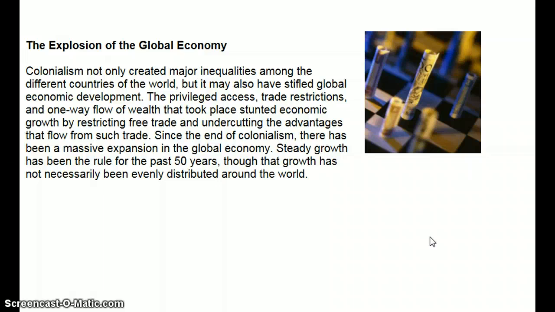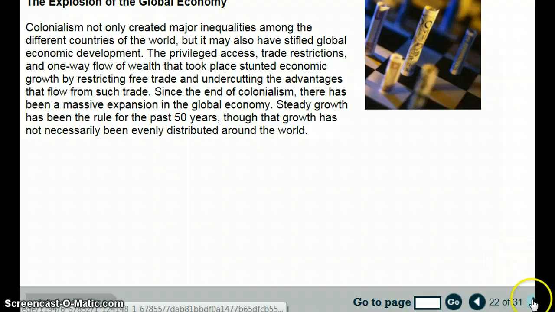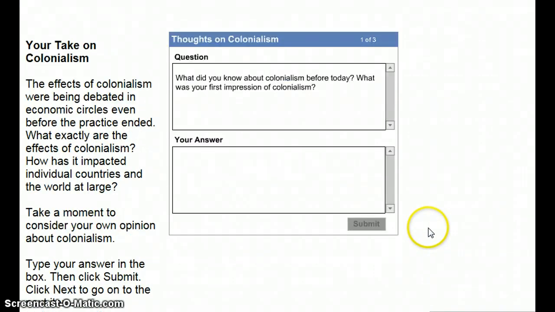Since the end of colonialism, there has been a massive expansion in the global economy. Steady growth has been the rule for the past 50 years, though that growth has not necessarily been evenly distributed around the world. Your take on colonialism. The effects of colonialism were being debated in economic circles even before the practice ended. What exactly are the effects of colonialism? How has it impacted individual countries and the world at large? Take a moment to consider your own opinion about colonialism.